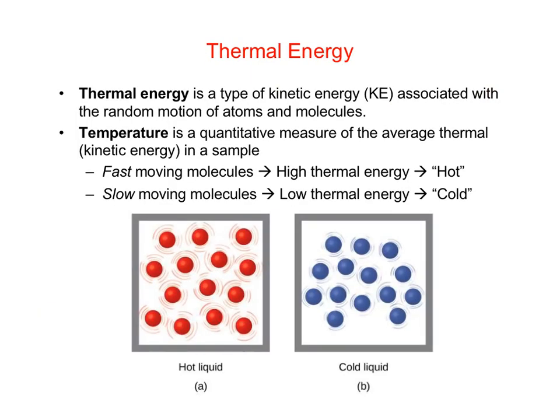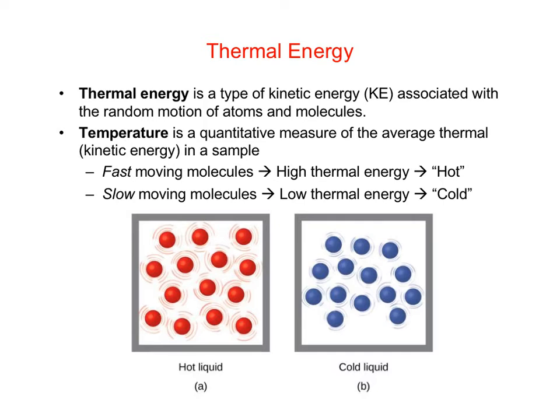So it's also good to talk about how temperature is related to energy. So thermal energy is a type of kinetic energy associated with the random motion of atoms and molecules. So atoms and molecules are not static things. They are constantly moving around. They are constantly vibrating. They are constantly rotating. And as we increase the thermal energy of a sample, the atoms and molecules vibrate more. They rotate more. They move faster. And so the more thermal energy they have, the faster those atoms and molecules are moving.